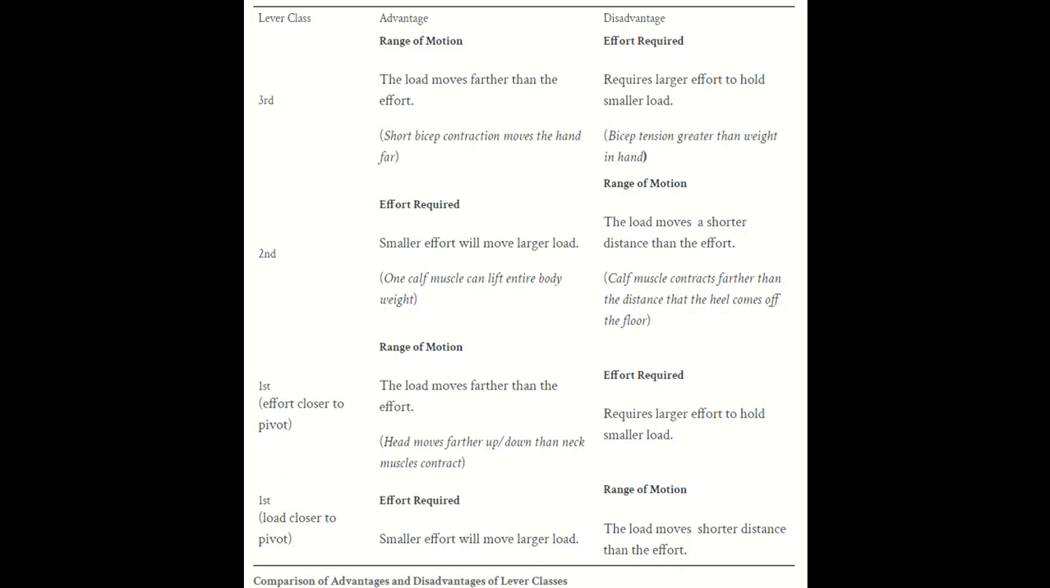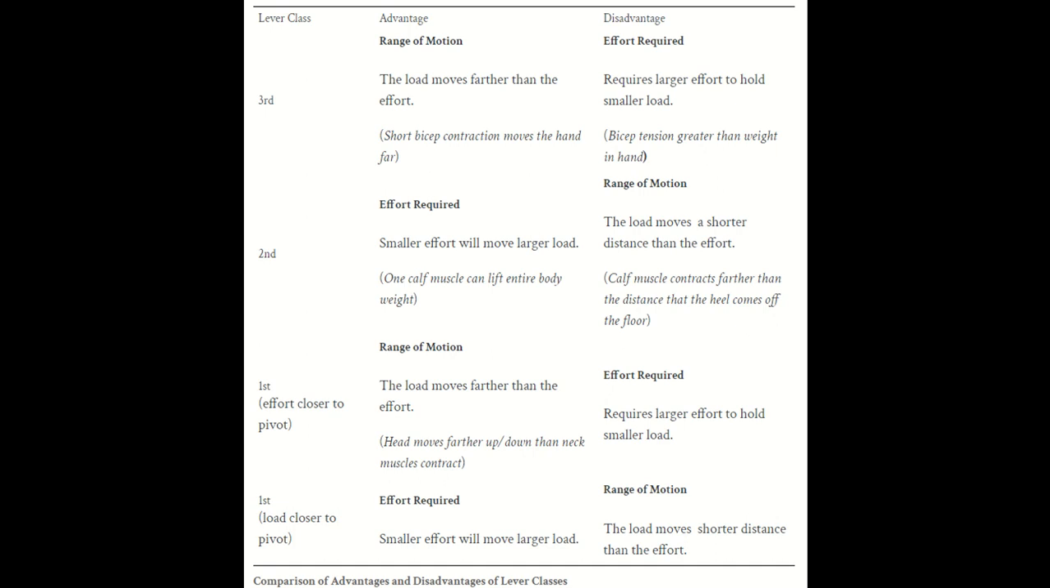Some other description of lever classes in the body. There are multiple classes of levers, including a third class lever. This chart is just to show essentially different examples, advantages and disadvantages. For example, for a third class lever, the range of motion is our advantage, and the load moves farther than the effort applied. An example could be the short bicep contraction moving the hand far.